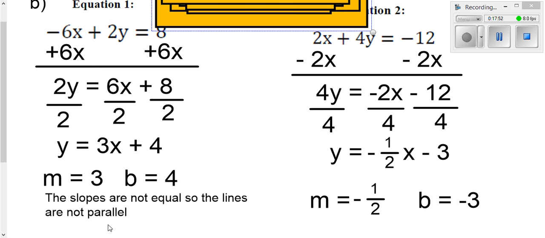Slopes are not equal, so the lines are not parallel. It doesn't matter that the y-intercepts are different. First, check the slopes.